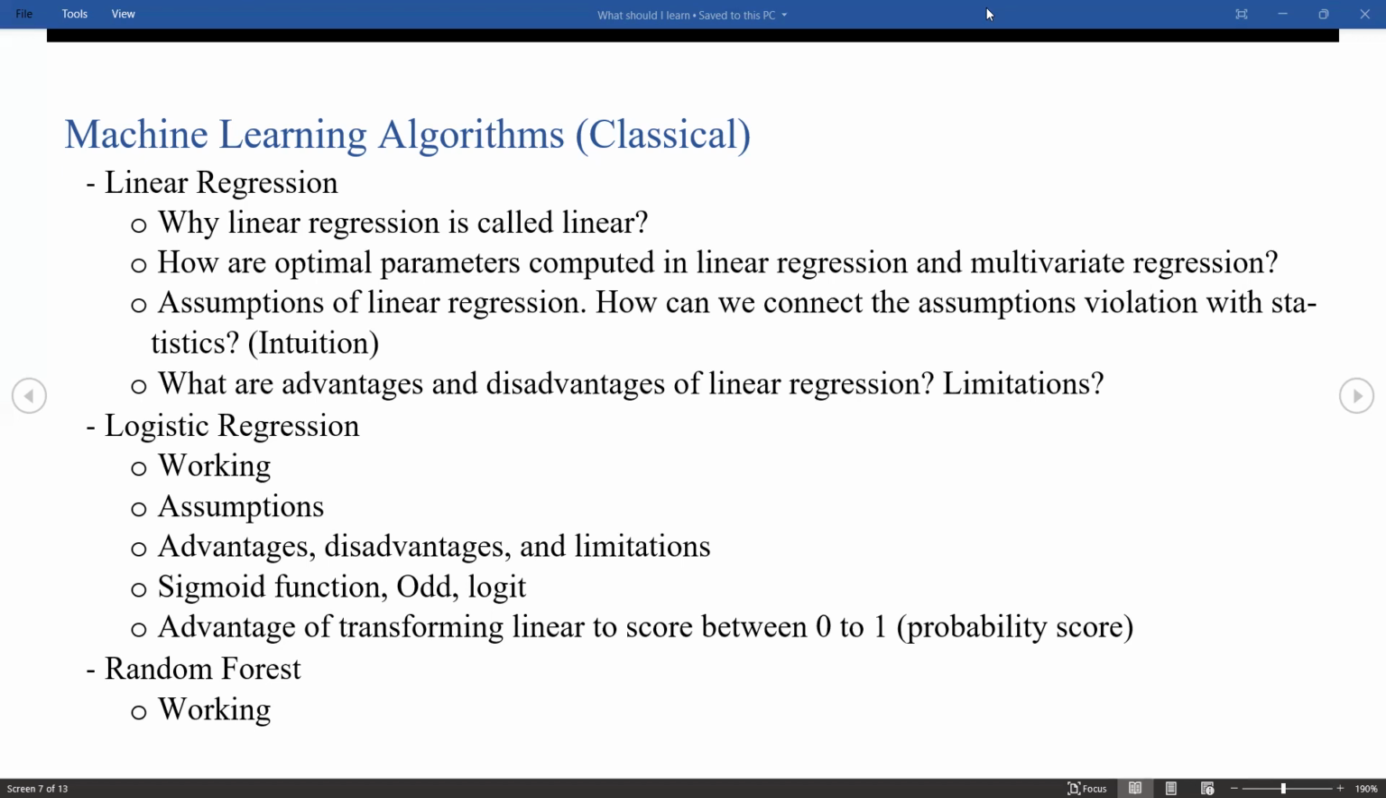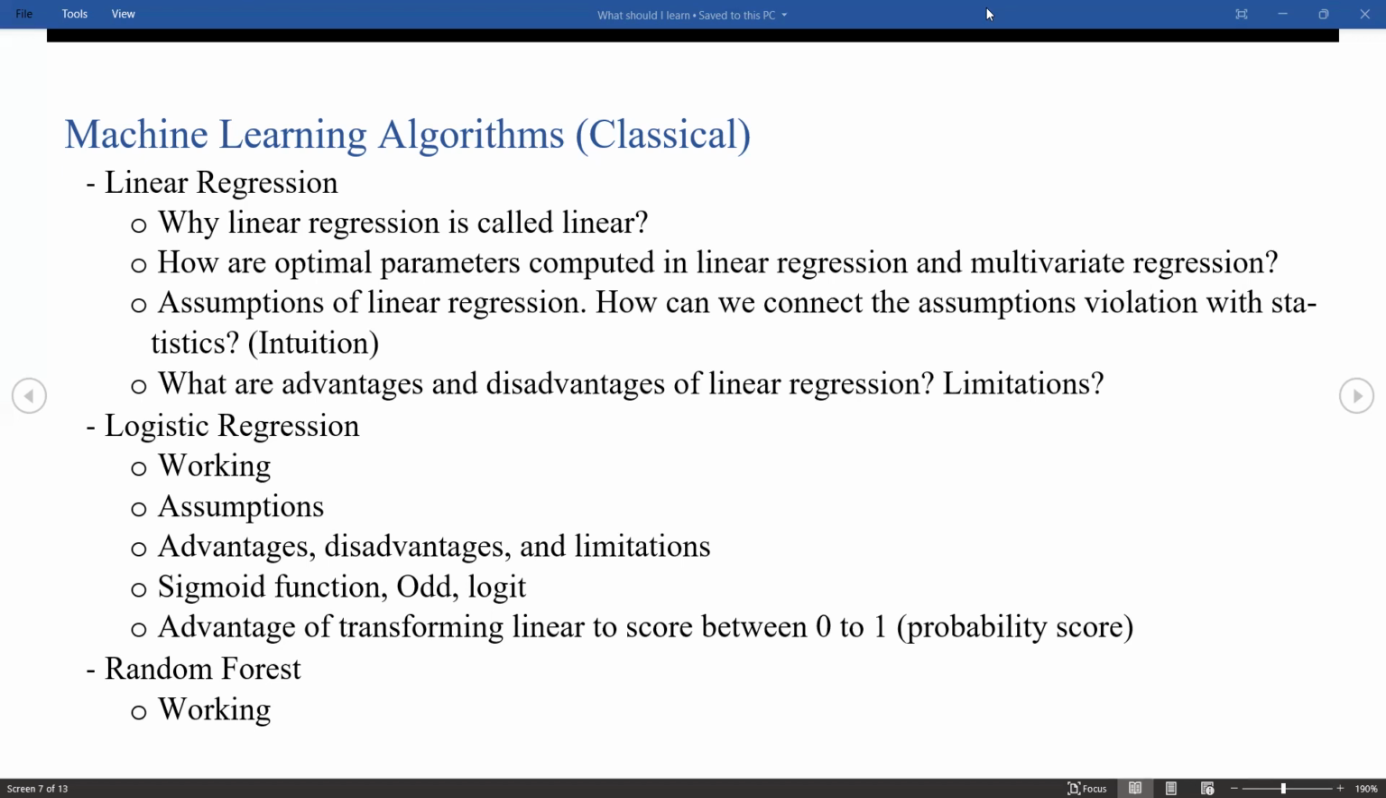Let's go to the next one. That's called logistic regression. Again, for logistic regression, you should know how it works, how it is different from linear regression, why it is called logistic regression, and what the assumptions are that need to be made to work with logistic regression. What happens if you violate any of the assumptions? Are there any key assumptions and minor assumptions, major assumptions, any concept like that? Again, what are the advantages, disadvantages, and limitations of working with logistic regression?